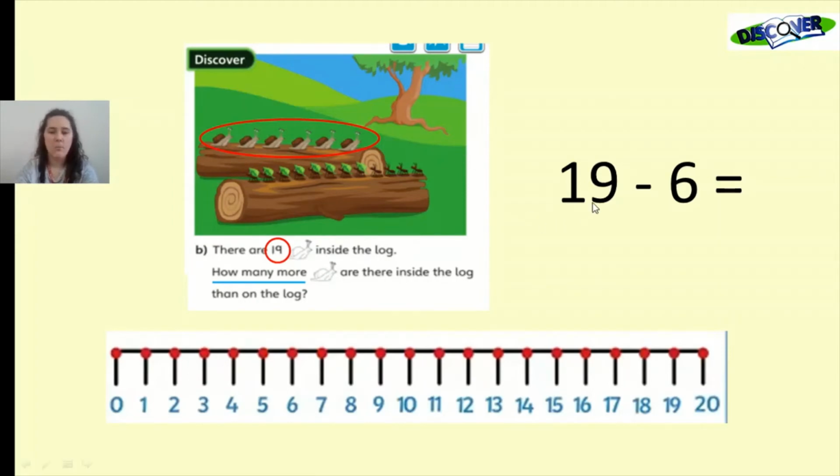So let's start by finding 19 on that number line. There it is. Now we need to go backwards. Remind me, how many jumps do I need to go backwards? Amazing. I need to do 6 jumps backwards. So you ready to count that with me? Let's go. 1, 2, 3, 4, 5, 6. I've done 6 jumps backwards. What do I need to do now? Brilliant. I need to see the number which I've landed on, which is 13. So the answer to this question is 13.